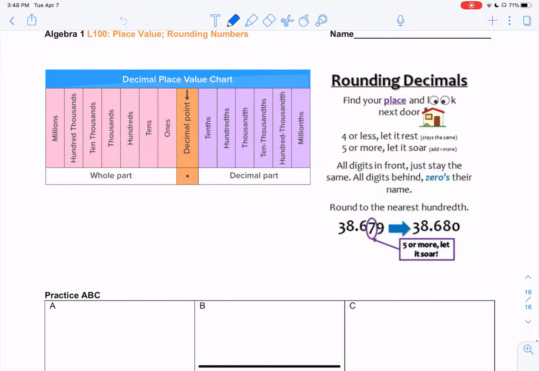Also remember that if we have a number that is 5 or more, then it's going to round up. So in our example down here, that number was a 7. It had a 9 after it, so therefore it's going to round up to 8 when we do our rounding.